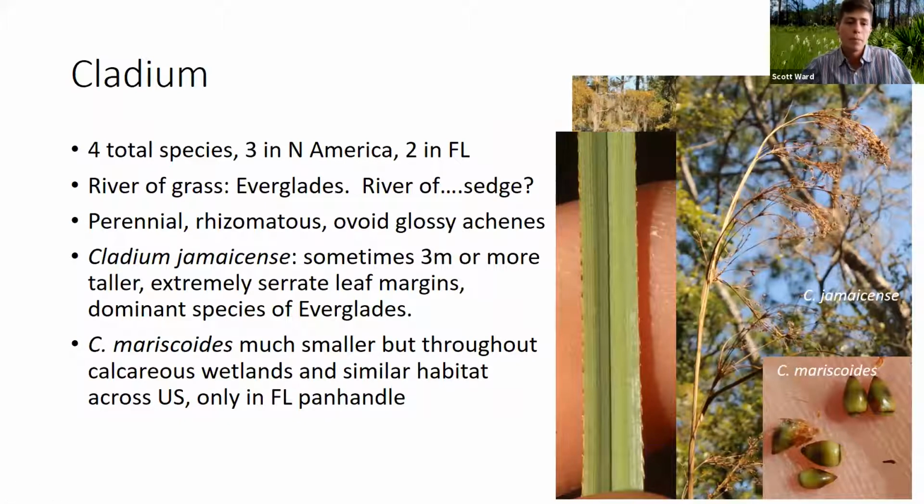But it is the dominant species of the Everglades, and it's really important to remember that the so-called river of grass, the nickname for the Everglades, is actually a river of sedge. Here's a picture of the inflorescence that can get quite tall, kind of taken at eye level, so kind of looking up. And then Cladium mariscoides is a much more widespread species, kind of found in a variety of calcareous type wetland habitats throughout the eastern United States, but you can find it in the Panhandle of Florida.